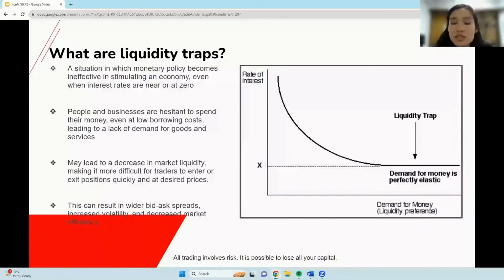Central banks actually try to address liquidity traps by using unconventional monetary policies. Some of these include quantitative easing. So they inject more money into the economy so that they can encourage spending. However, the impact of these policies on financial markets can be difficult to predict and may lead to unintended consequences.